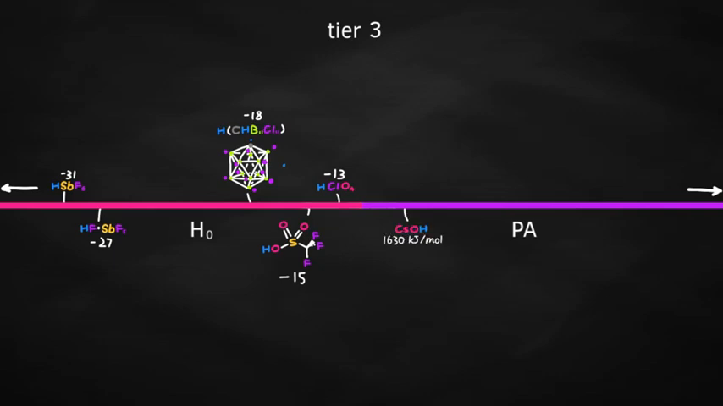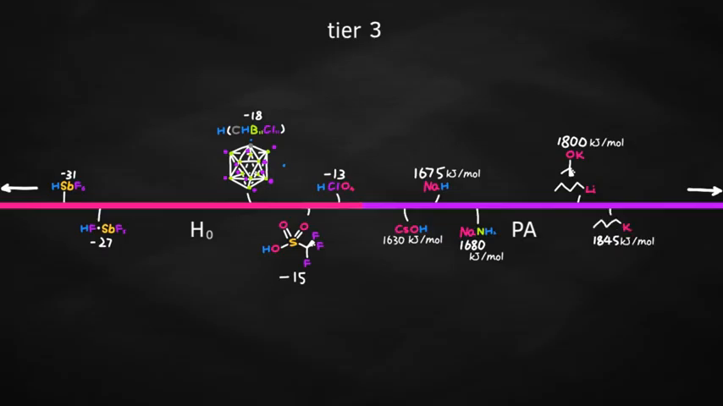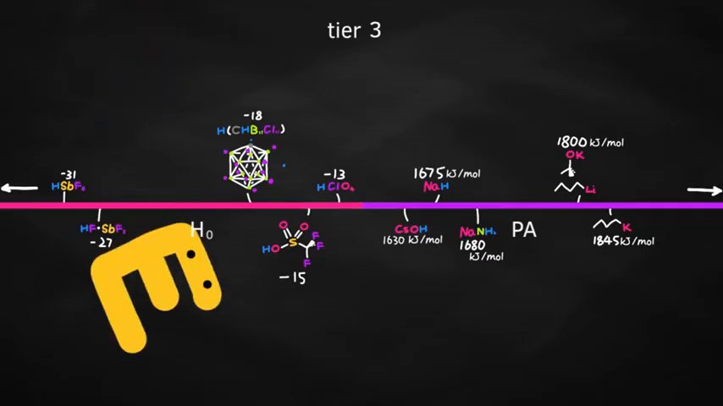Cesium hydroxide, 1630 kilojoules per mole. Sodium hydride, 1675 kilojoules per mole. Sodium amide, 1680 kilojoules per mole. And Schlosser's base, a mixture, which is 1800 kilojoules per mole. And that's the last one I actually got by my research, but n-butylpotassium at proton affinity 1845 kilojoules per mole, which is actually quite large. And that's really about as high as we can go.